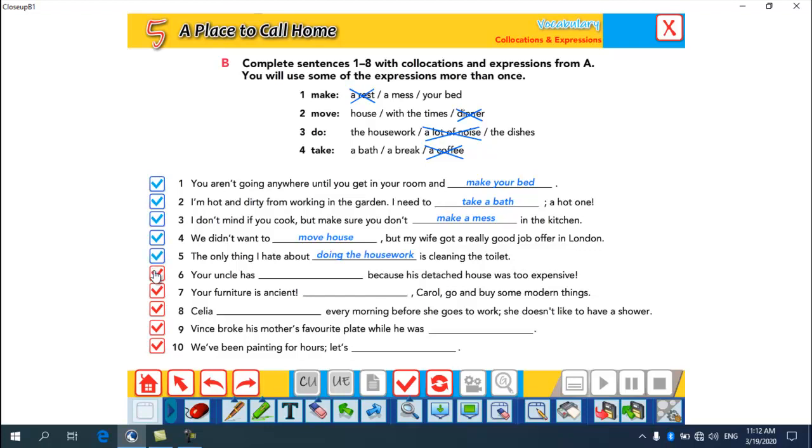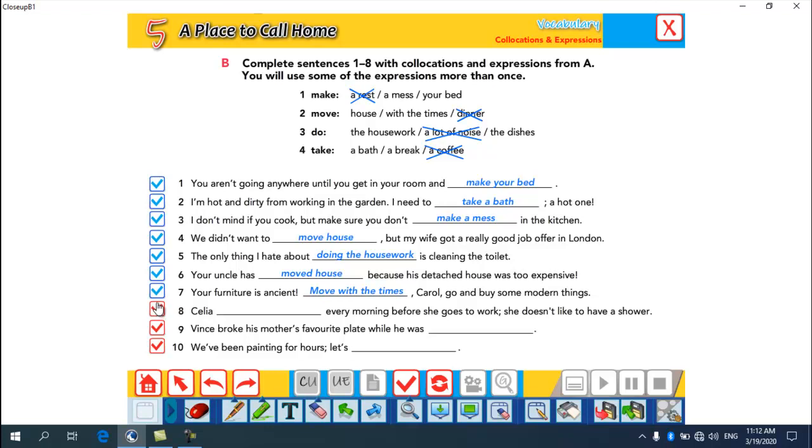Number 6. My uncle had to move house because his detached house was too expensive. Hey, who can answer? Yes, that's right. Move house. 7. Your furniture is ancient. Karen, go buy some modern things. Move with the times. Move with the times.